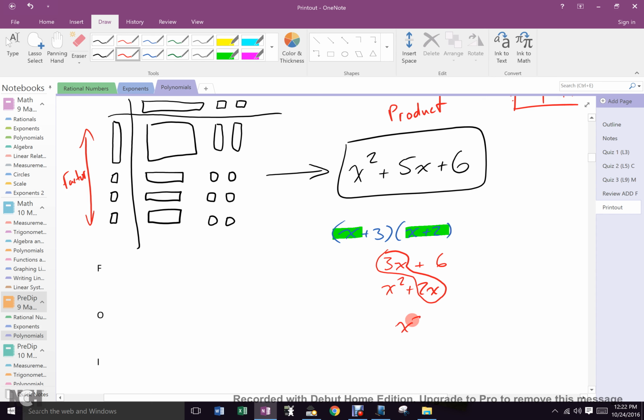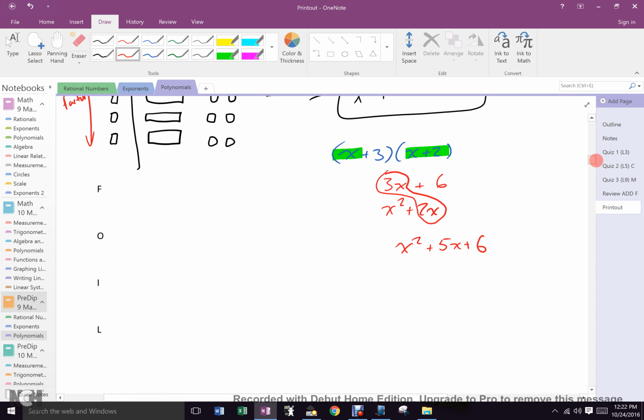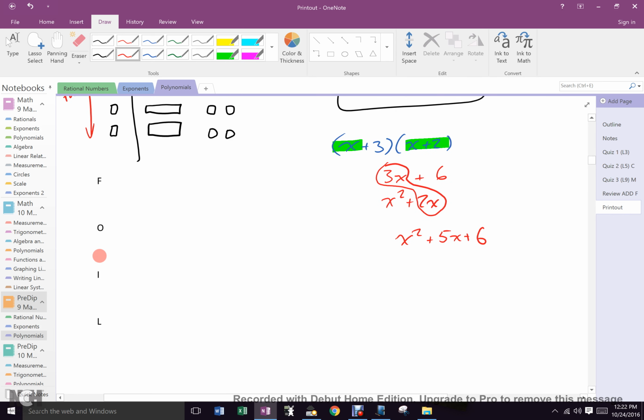And I get x squared plus 5x plus 6. Now, that sets up what we call an acronym. That acronym is FOIL, which stands for first, outside, inside, last. And here's what it means.